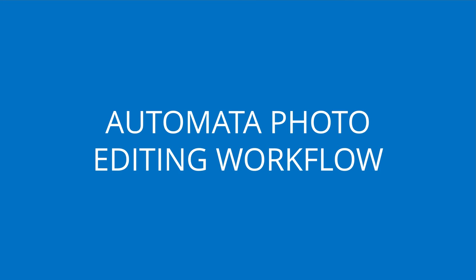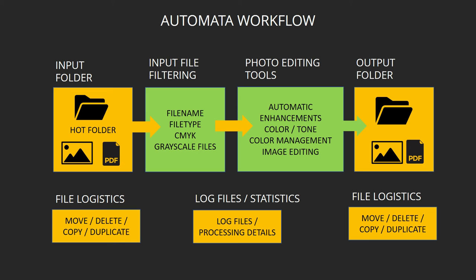So how does Automata's photo editing workflow work in practice? First, each workflow has an input folder, and it's the hot folder. Then you can choose input file filtering. Then you choose photo editing tools like automatic enhancements, color and tone settings, color management, and image editing tools. And then these files are processed and saved to AutoCloud. The same workflow also works for normal digital images, raw files or PDF files.